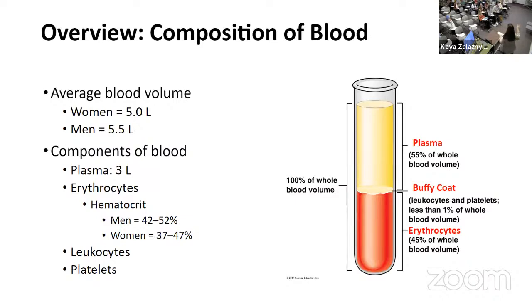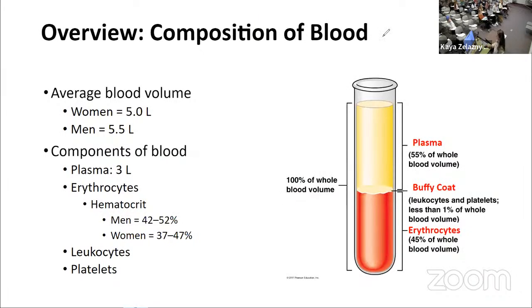Okay, so we're thinking about the composition of blood. So we have a little blood vial over on the side. This is what it would look like if you take a blood draw and then run it through a centrifuge and separate out its parts. On average, blood volume for your textbook woman is about 5 liters, textbook man about 5.5. Almost certainly not very many of us would be exactly at the average, but that's approximately the range we're thinking about.